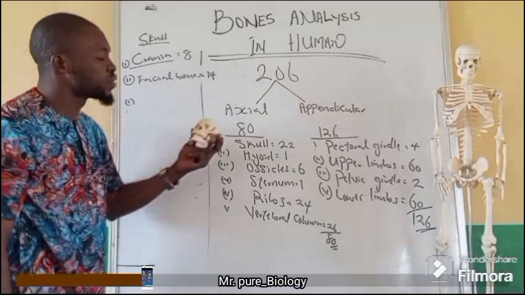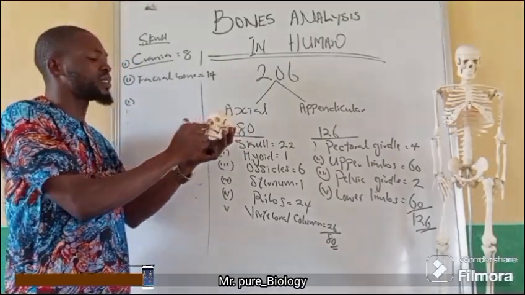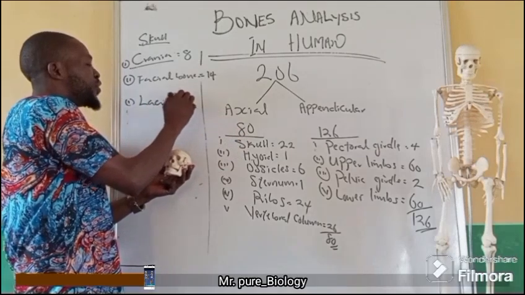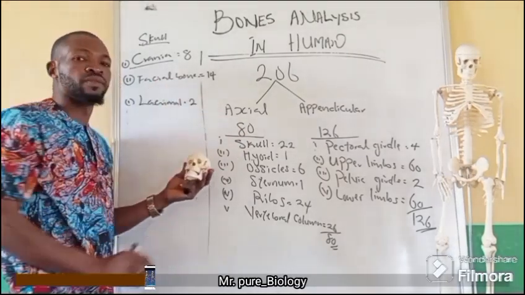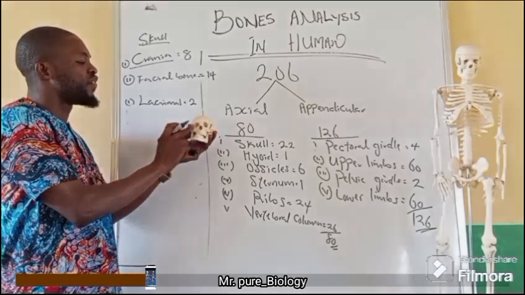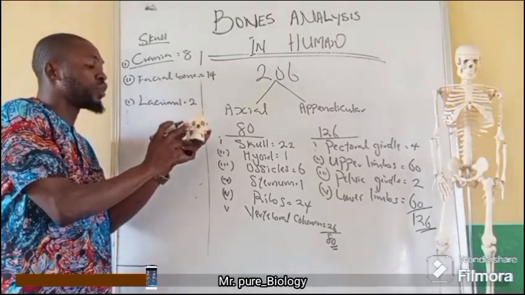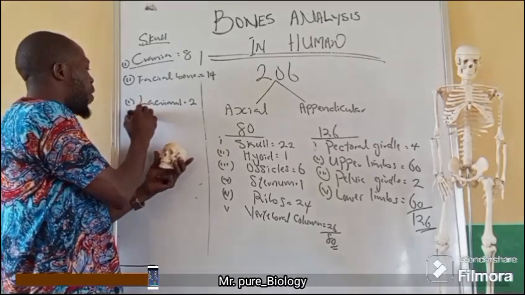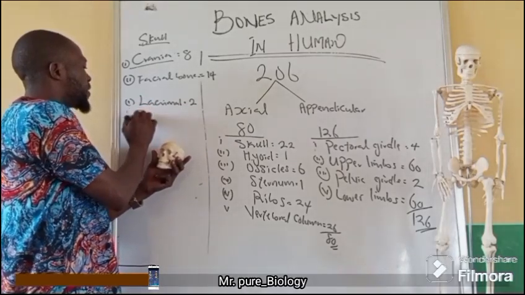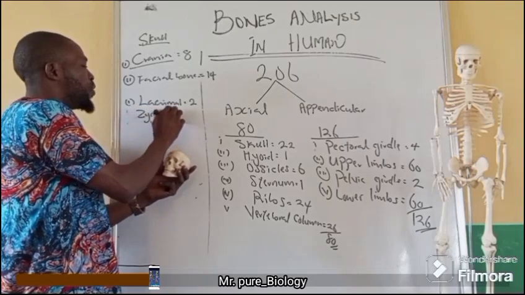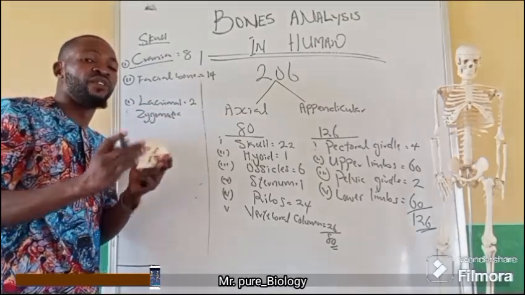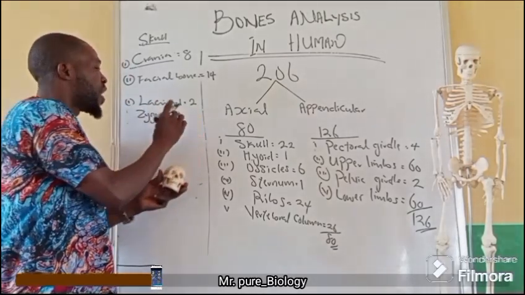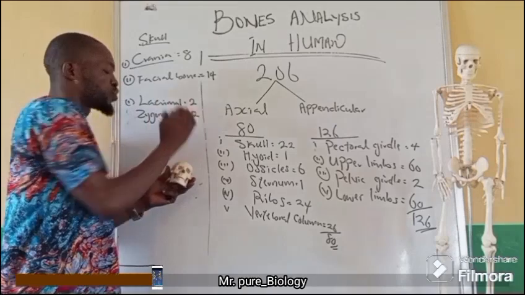Number 1. We start with the bone that forms our eye socket. That's what we call lacrima. Lacrima is the bone that forms the eye socket, and they are just 2. Another one is the bone that forms our zygoma, sometimes called cheekbone. This is what we call zygomatic bone. It is one of the bones that differentiates the face of a female from the male because of the protrusion of this kind of bone. So the zygomatic bones are also 2.